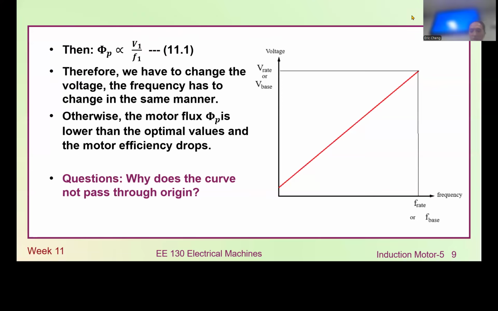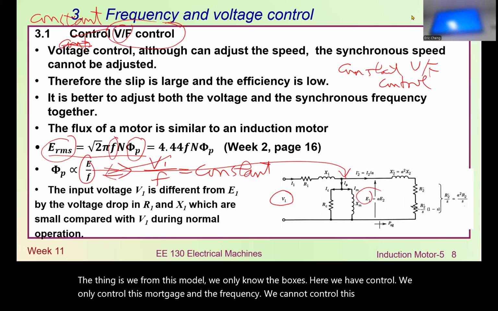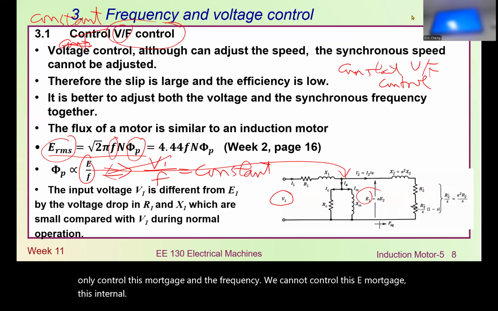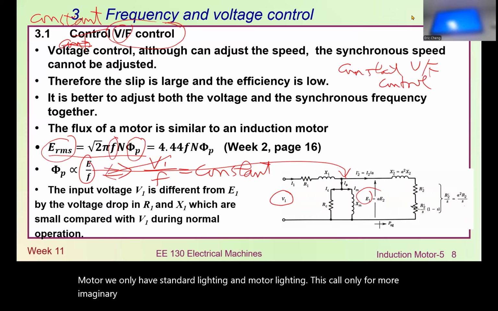The thing is, from this model, we only know the voltage here. In our V/F control, we only control this voltage and the frequency. We cannot control this E voltage, this internal voltage. We cannot insert a probe inside. Even if we could, this location does not exist: the motor only has stator winding and rotor winding. This is only an imaginary point that does not exist anywhere. So if you use this voltage, we have a voltage drop here.